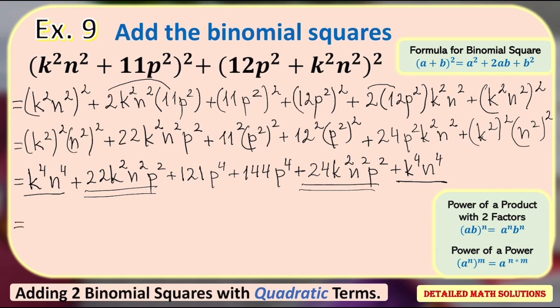So this equals to 2k to the 4th n to the 4th plus 22 and 24 is 46 k squared n squared p squared plus 121 and 144 equals to 265 p to the fourth power. This polynomial cannot be simplified further and is the final answer for this exercise.